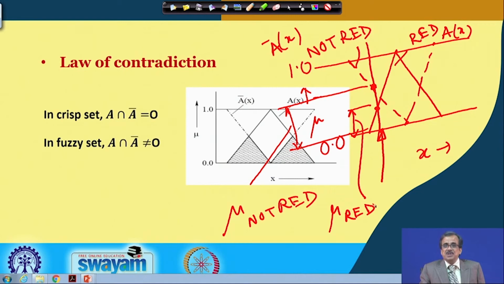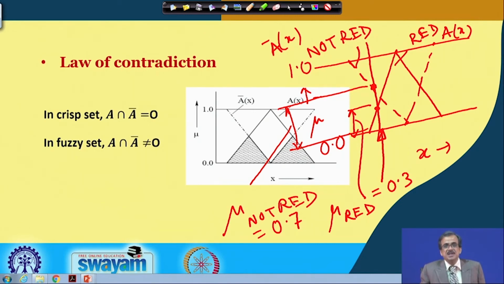Now, let us take a very hypothetical situation. Supposing that this mu red is 0.3. What will happen to the value of mu not red if it is a triangular distribution? This will become 0.7. Now, let me give the statement. The same color is considered red with some membership function value, and it is also considered as not red with another membership function value. Put another way, an element, the red color, belongs to its fuzzy set as well as its complement with different values of membership.